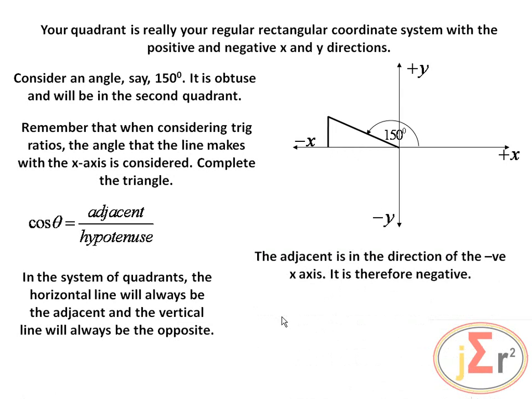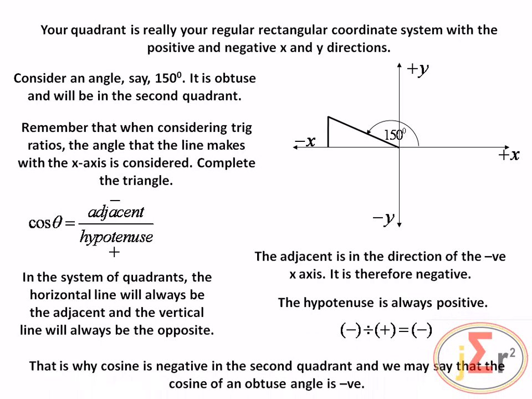The adjacent is in the direction of the negative x-axis. So this is your adjacent. See? Adjacent over hypotenuse. The adjacent is in the direction of the negative x-axis. This is the negative part of the x-axis. So the adjacent is negative. The hypotenuse is always positive. So what do we know? Negative divided by positive is equal to negative. And that is why cosine is always negative in the second quadrant. And we may say that the cosine of an obtuse angle is negative.